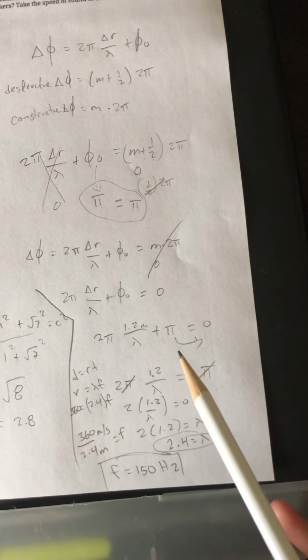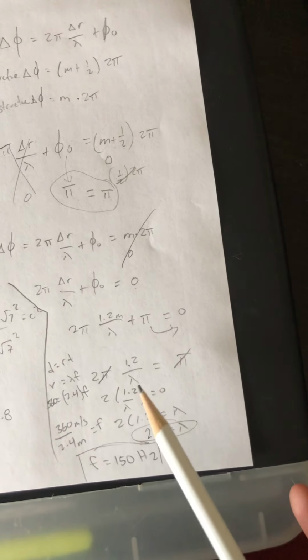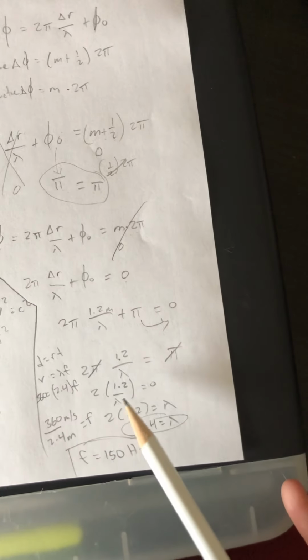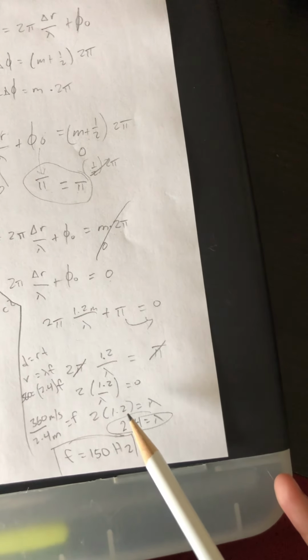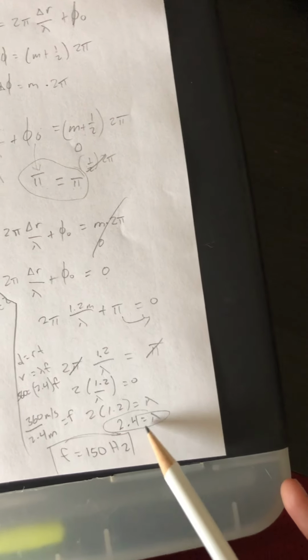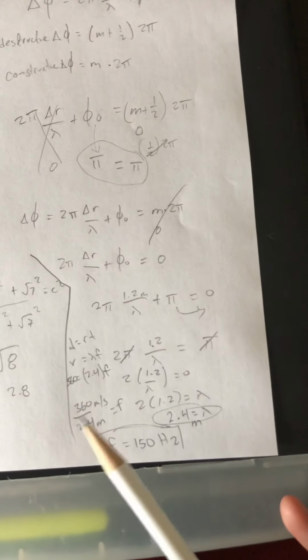After plugging that in, what did I do? I moved the pi over so we could cancel out the pi's to isolate lambda. That's what I did here. As you can see, 2 times 1.2 equals lambda. And the units for this is in meters. 2.4 meters.